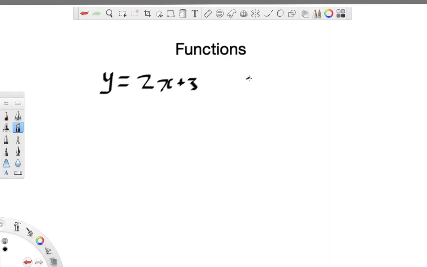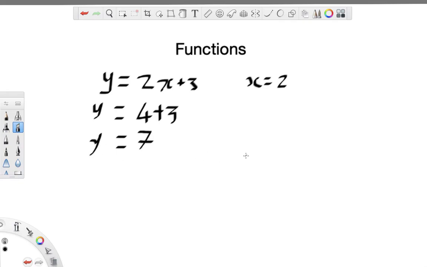So for example, we could say, what is the value of y when x is equal to 2? So we'd substitute 2 into this, so we're left with 2 times 2, which is 4, and that's then plus 3. So when 2 is substituted in, y is equal to 7. But what are we really doing there?